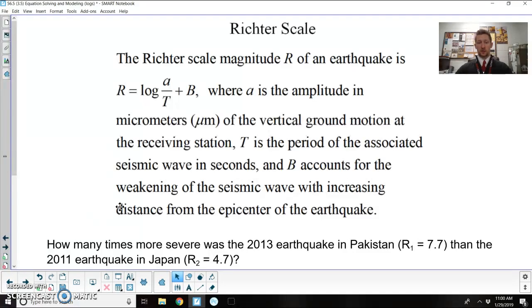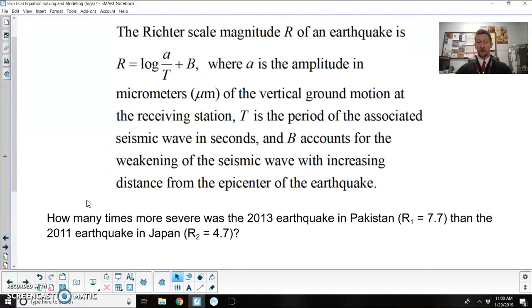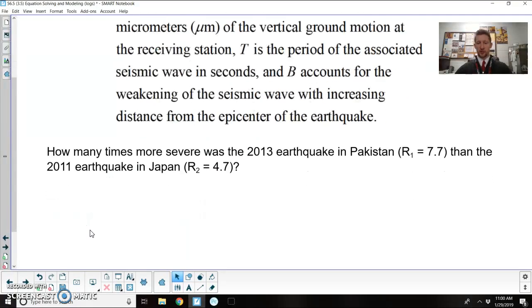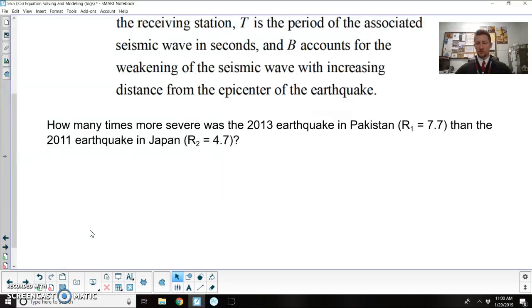So we're going to use this model to answer the question down below. It's similar to something you might have to do as you work through logarithmic equations. How many times more severe was the 2013 earthquake in Pakistan, which measured 7.7 on the Richter scale, than the 2011 earthquake in Japan that measured 4.7 on the Richter scale?